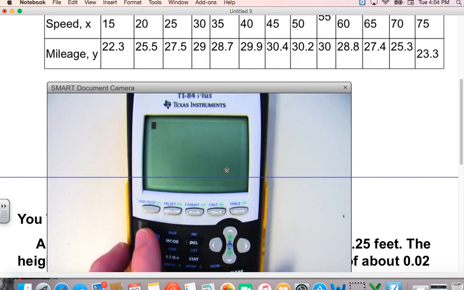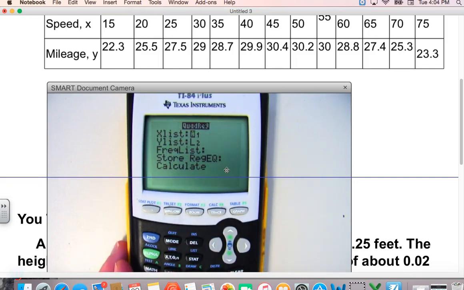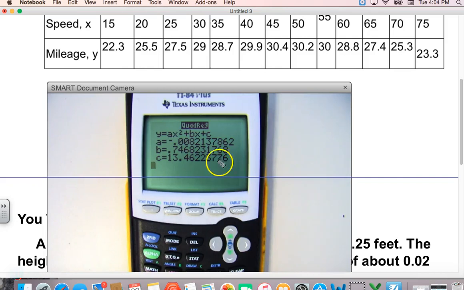All right, so I'm going to go back to calculate, quadratic regression's 5. Make sure all that's entered correctly, and then hit calculate. Okay, so here's my model. Y equals ax squared plus bx plus c. A, I'm going to plug in negative 0.0082, and we can round this off to any real decimal place that you want to use, unless it tells you some specific value to use.